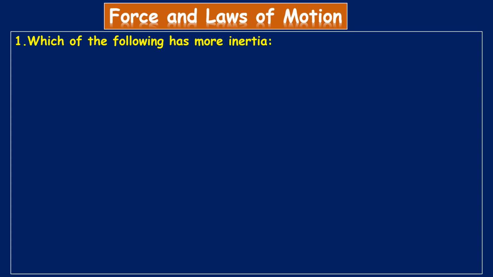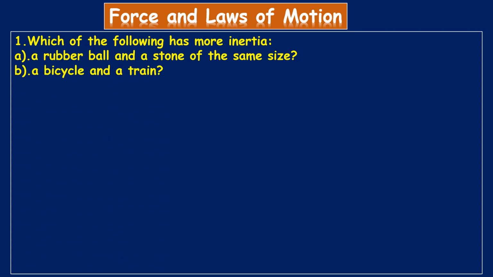That is inertia. Now, first one, a rubber ball and a stone of the same size. Rubber ball and stone of the same size, which one has more inertia? Second one, a bicycle or a train, and a 5 rupee coin and a 1 rupee coin. Here we have three pairs of objects, and we have to find out the one which has more inertia, right? Now answer.